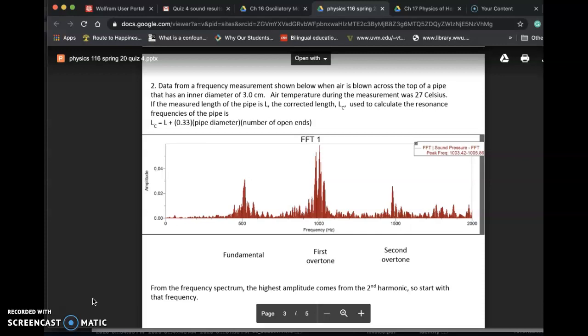Today, this video will cover Quiz 4, question number 2, involving sound waves. As you can see from this photo, the data has a frequency measurement of air that's blown across the top of a pipe that has an inner diameter of 3 centimeters, and the air temperature during the measurement was 27 degrees Celsius. If the measured length of the pipe is L, the corrected length LC used to calculate the resonance frequency of the pipe is L plus 0.33 times the diameter times the number of open ends. And we see that the peak frequency is at the first overtone. So we use this frequency to start with these questions.